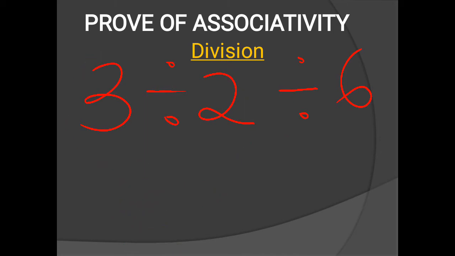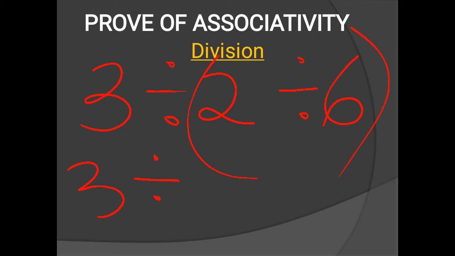Now let's group the last two. So we have 3 divided by 2 divided by 6, and 2 divided by 6 is the same as 2 over 6. That's going to be 1 over 3, because 2 into 6 is 3. So this is going to be 3 over 1 times 1 over 3.